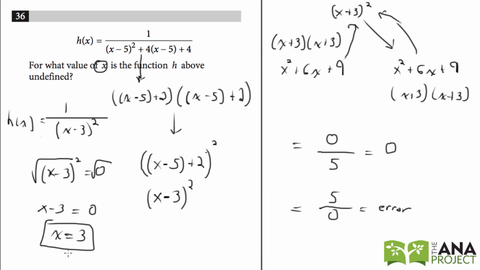So that's the final answer. And if you want to check your answer, you can actually plug in 3 into the denominator using your calculator. Quantity 3 minus 5 squared plus 4 times 3 minus 5, you can even use the parentheses on your calculator, plus 4, and that should give you 0. Because 1 over 0, that's undefined.